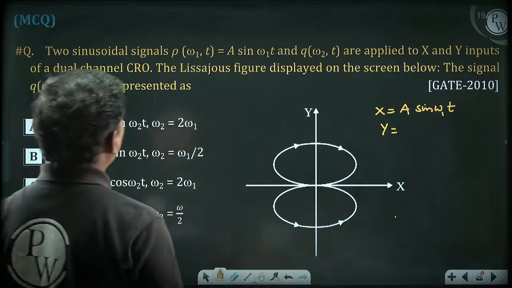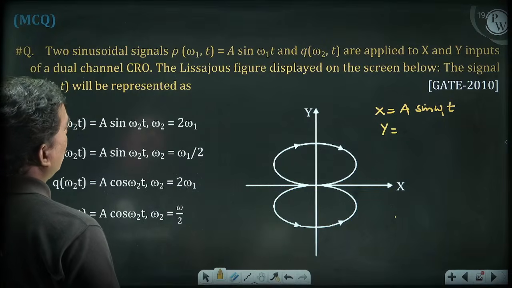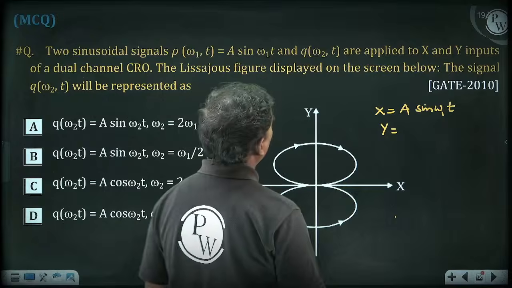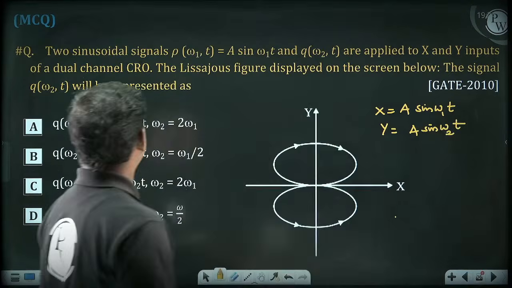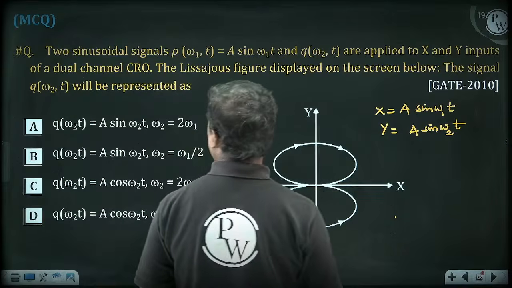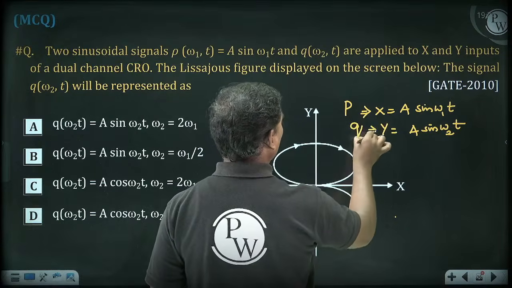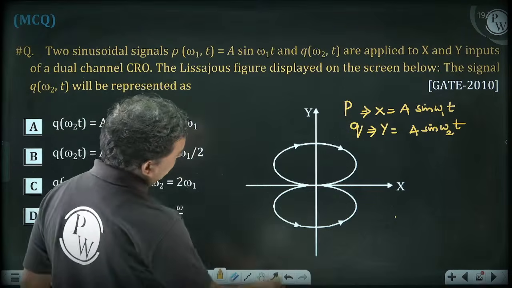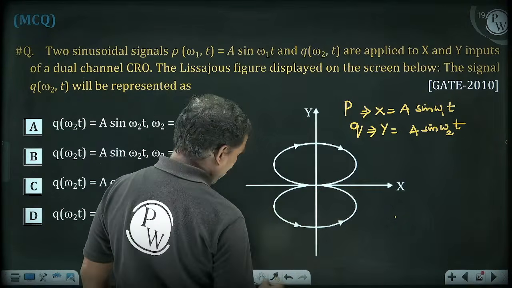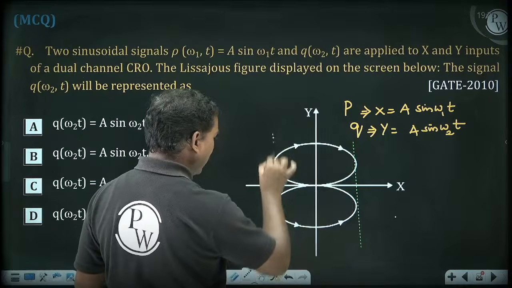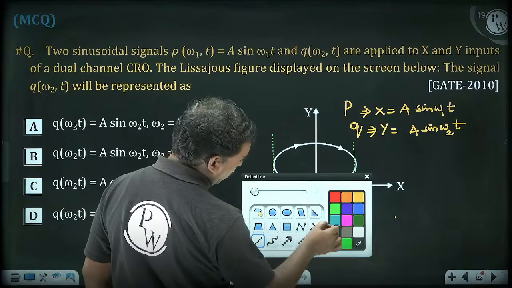Two sinusoidal signals are applied to the X and Y plates. The Lissajous pattern displayed on the screen is given below. Okay, so this may be A sin omega 2t. He's asking the signal Q of t will be represented as what. This is Q, this is P. Now this is the Y axis, this is the X axis, horizontal. You see the horizontal tangencies and the vertical tangencies. Don't confuse.